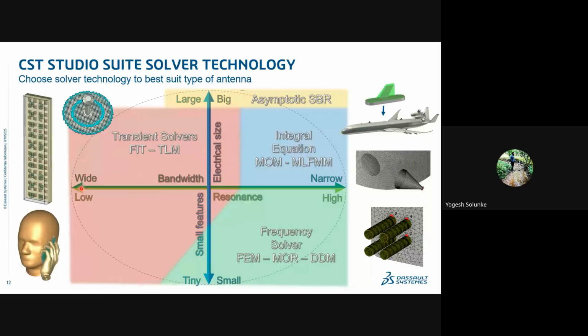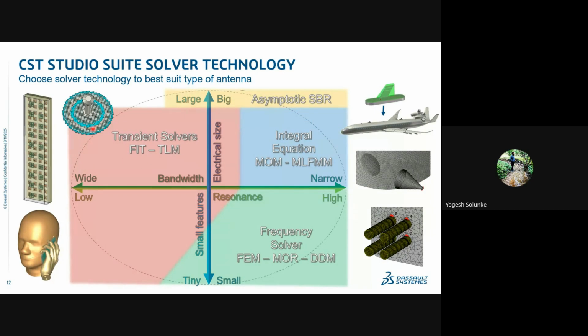If you can see here, along the x-axis is the bandwidth of our device, and along the y-axis is the electrical size of the device. So if you are falling into this quadrant where your electrical size is very big and the bandwidth of operation is very narrow, for applications like a shark fin antenna placed on an aircraft, or an antenna with reflectors and multiple units, all these cases will come into the asymptotic solver. So you can go ahead with this asymptotic solver.